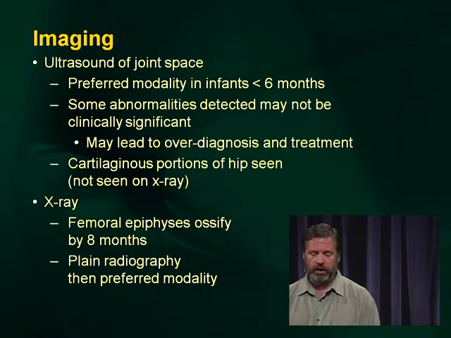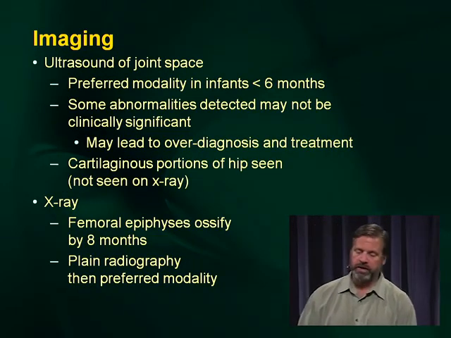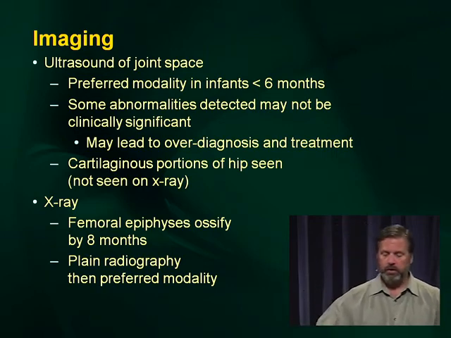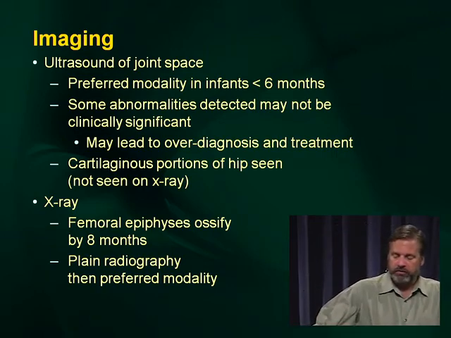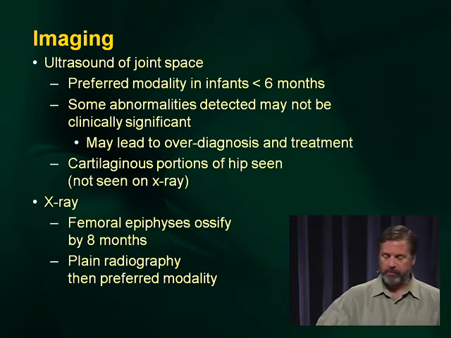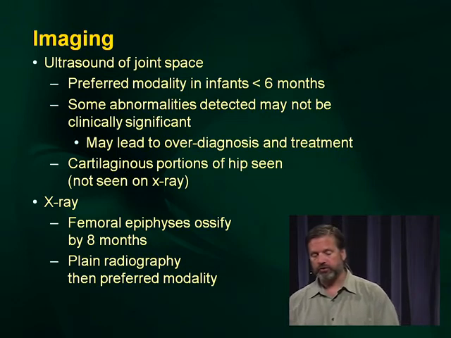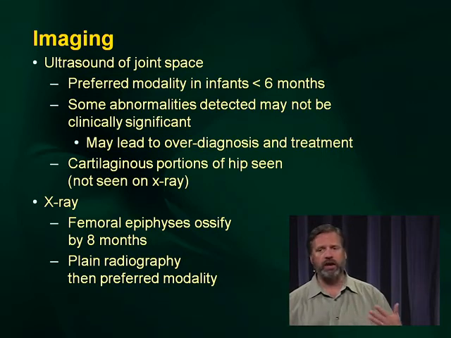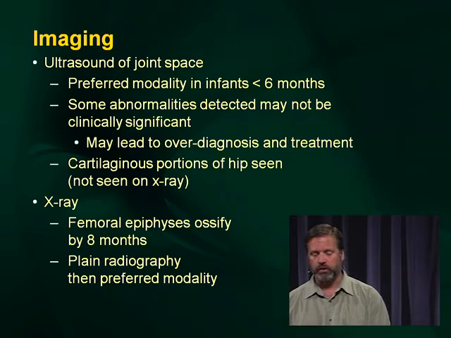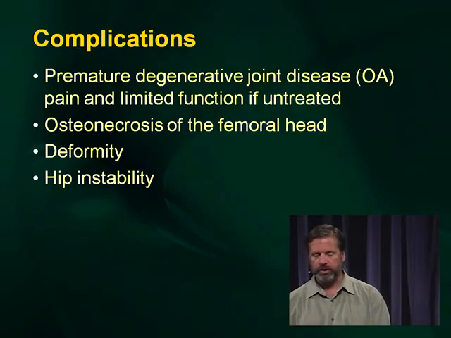And imaging, ultrasound of the joint space is best for less than 6 months, but after 6 months and certainly by 8 months, those spaces have ossified and it's better to get a plain x-ray. One of the other things the literature has shown is that ultrasound is very reader dependent, and so there's a lot of variability in the readings that you're going to get from your radiologist on the ultrasounds, less so on the plain x-rays.